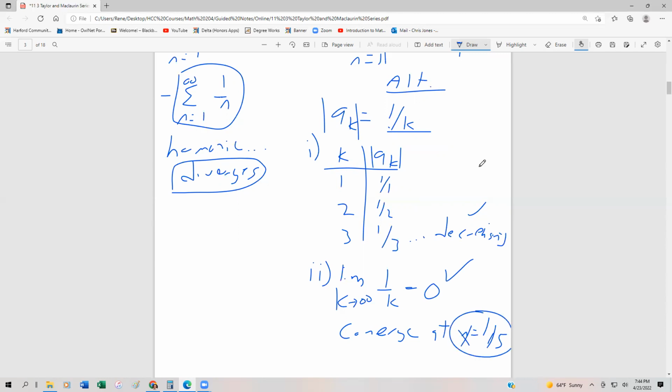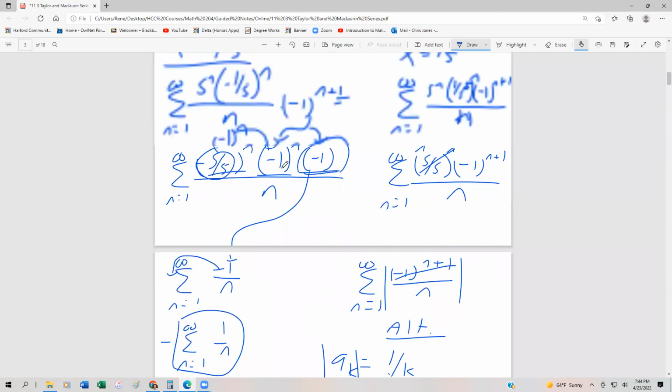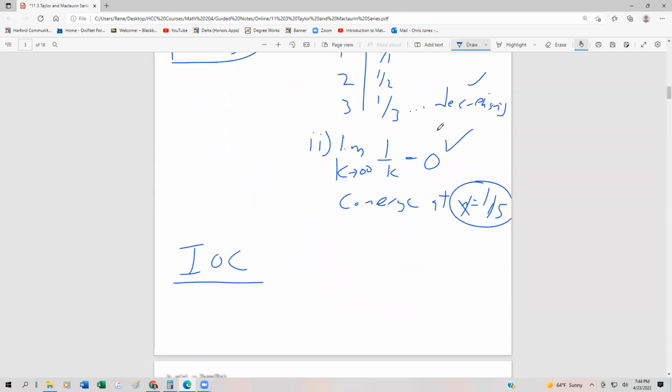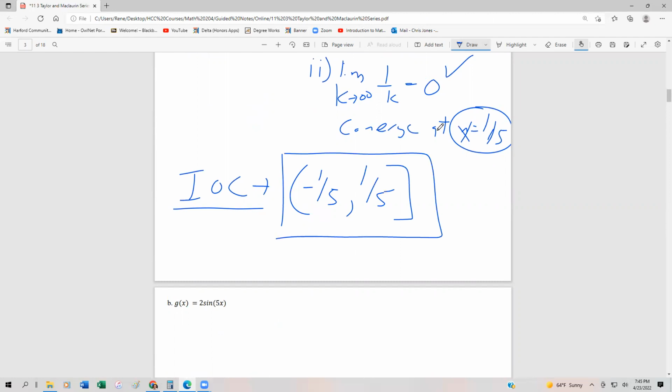So finally, we can get to the interval of convergence, and finally, probably after 20 minutes, we're done with this problem. So it looks like the interval of convergence, remember, we go back up here. We had from negative 1/5 to 1/5. It was convergent at 1/5, but it was not convergent at negative 1/5. So the interval of convergence is open parenthesis negative 1/5, closed parenthesis positive 1/5.